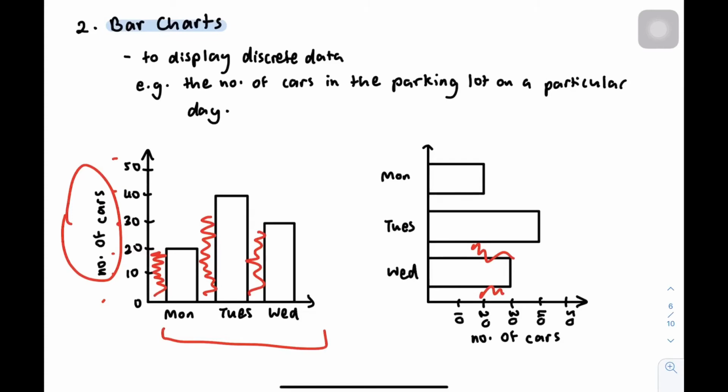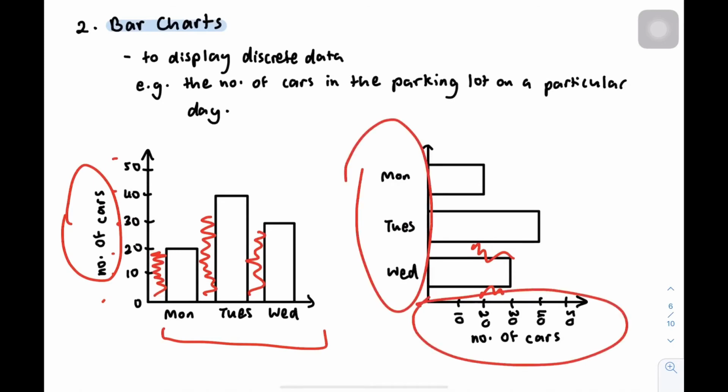As for the bars themselves, they should also have the same width. For example, all my bars, if you compare them, they are uniform. They have the same width. You shouldn't have one bar that's really skinny and one bar that's really thick. No. We need to have uniform bars. So what we need to remember here is that the y-axis is labeled, the x-axis is labeled, the bars are of equal width, and the gaps are of equal width.